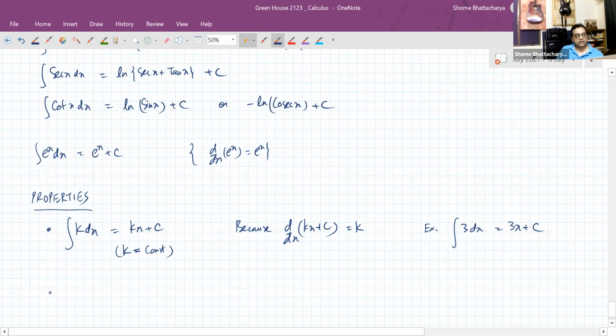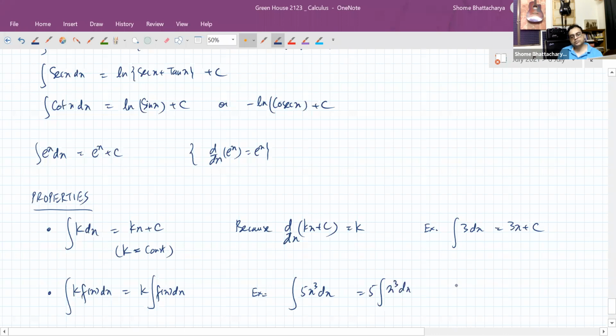Now likewise, integration of a constant multiplied by a function, just like differentiation, you can take the constant outside and integrate the function. Okay. So for example, you want to integrate, let's say, 5x cubed. So just take the 5 outside and integrate this. So 5 by 4 x to the power 4 plus c. This becomes your answer.